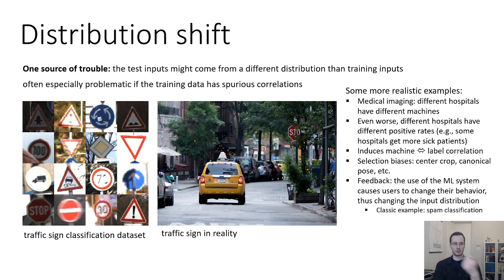A very classic example, by the way, of feedback is spam classification. This is a setting in which distribution shift problems have been studied for a very long time. If you have a spam detector, it doesn't exist in a vacuum. Once spammers know how your spam detector works, they will actually create better spam that will fool your spam detector into failing to detect it.